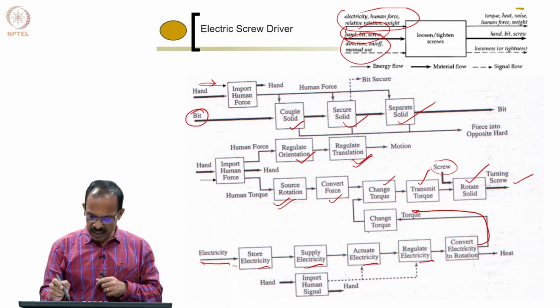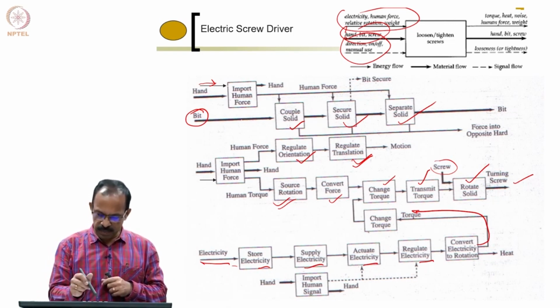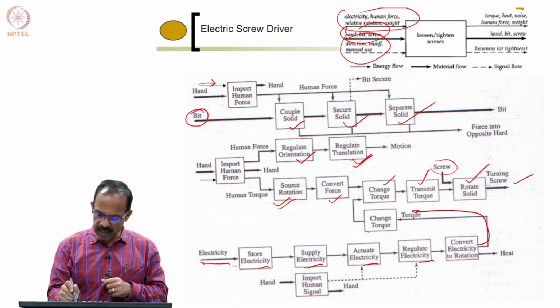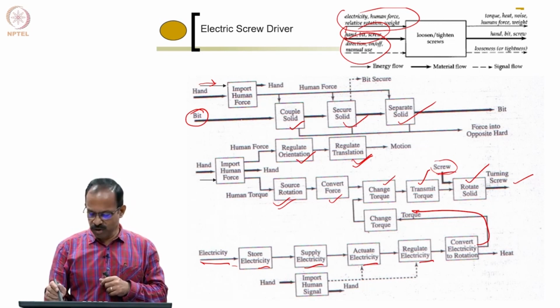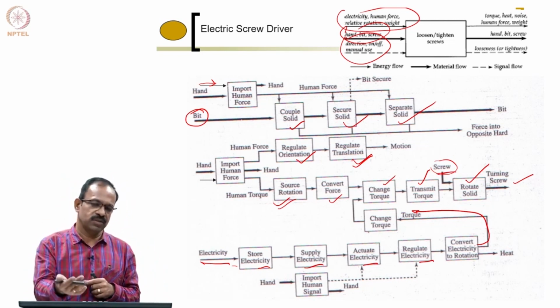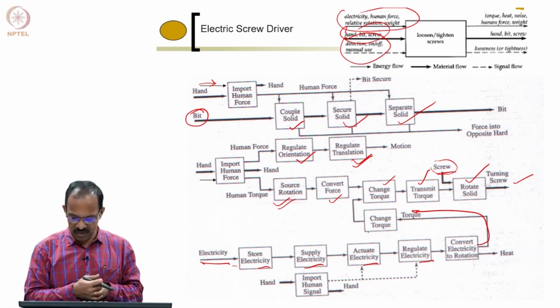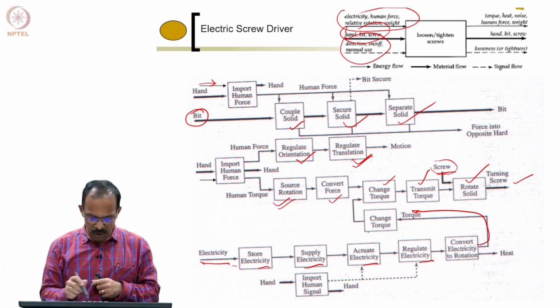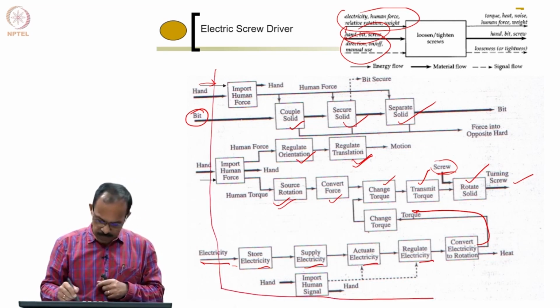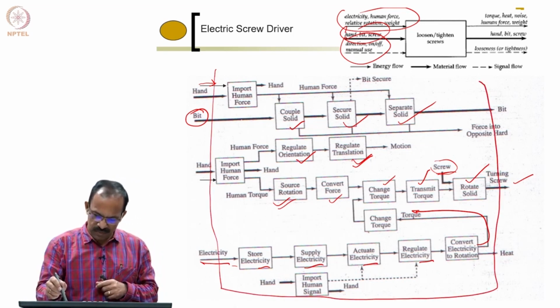And you will see that this bit is already attached to the machine, and then when you rotate that you will be getting the required torque to move the screw in or out, and you will be getting the screw either going into the system or coming out of the system. So, this is the way you will be able to see all the functions within this box.